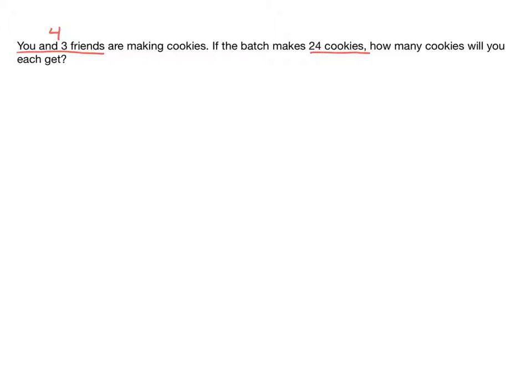The next step would be to define the variable. The variable in this case would be how many cookies you each get. I'm going to use the letter C for the variable. Now that we have all of our information underlined and defined, it is time to solve the problem.